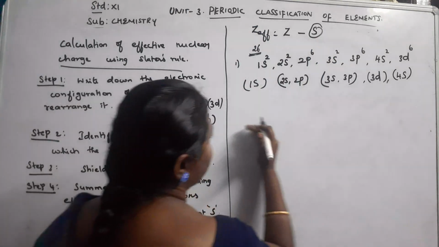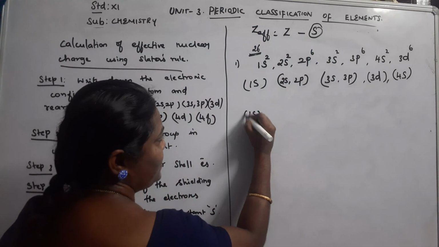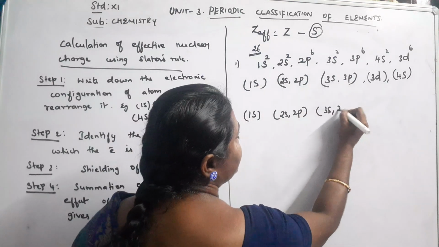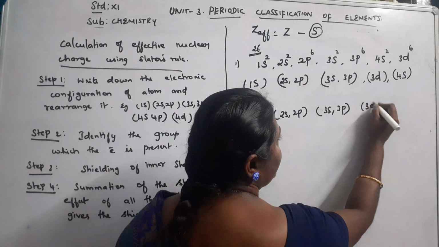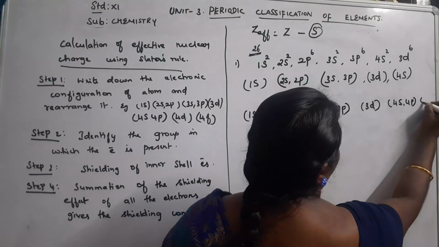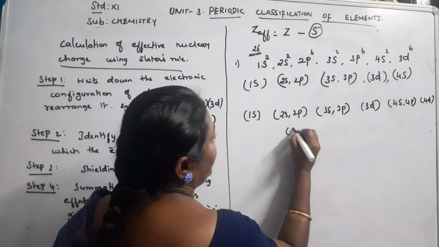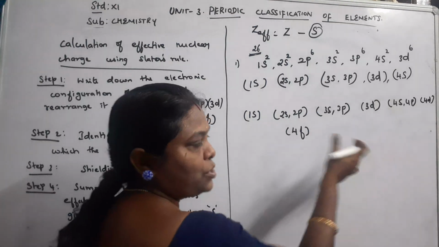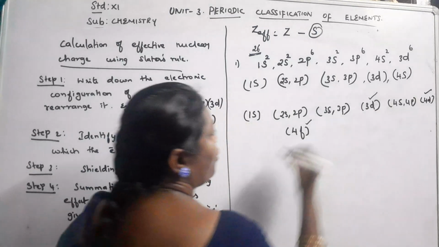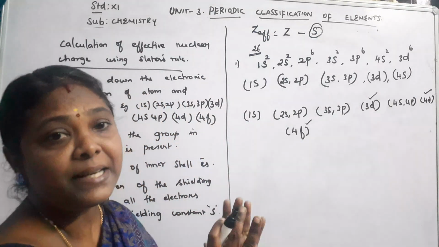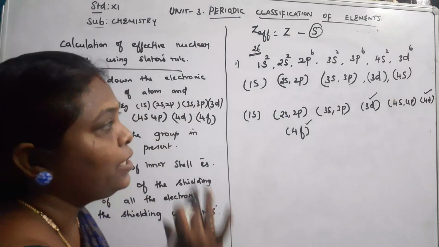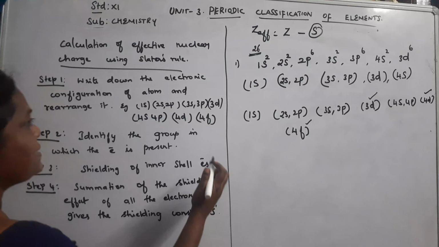Suppose we write generally, how can we write first? 1s, 2s, 2p, 3s, 3p, 3d, then 4s, 4p, again 4d, then 4f, like that we have to write. Here the 3d orbital, 4d orbital and the 4f orbitals are written separately, but we have to combine the s and p orbitals together. So this is the first rule. Now let us see the second rule.